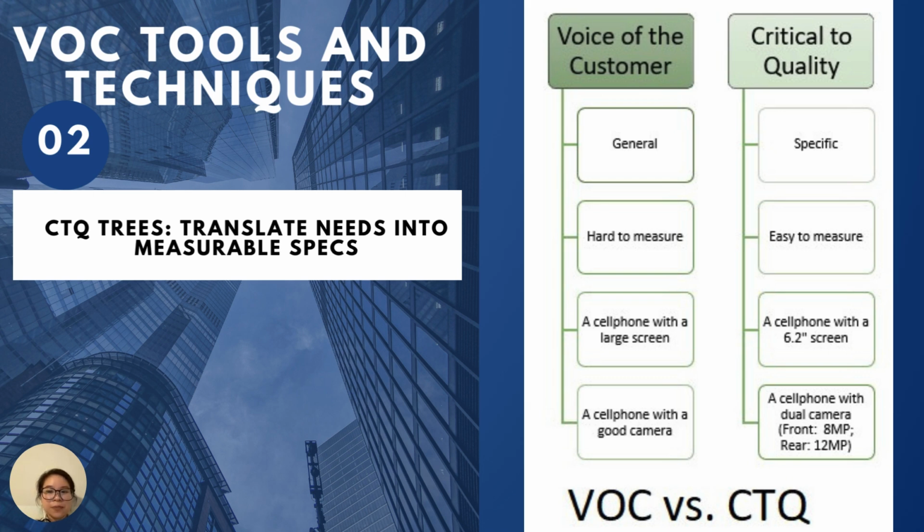For instance, a customer might say they want a cell phone with a large screen or a phone with a good camera. Those are VoC statements, and a CTQ tree helps us break that down. So large screen might translate into 6.2 inches or larger, and a good camera could become a dual lens or 12 MP rear camera.